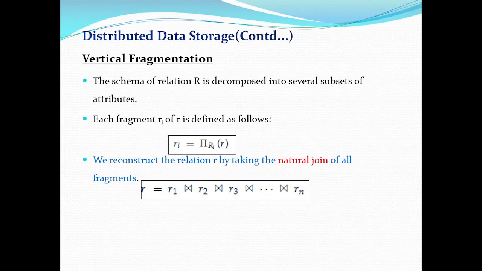The second type is vertical fragmentation. The schema of relation R is decomposed into several subsets of attributes. Each fragment Ri of R is defined as follows: Ri is equal to pi of the relation R. We reconstruct the relation R by taking the natural join of all the fragments. So R is equal to R1 natural join R2 natural join till Rn.